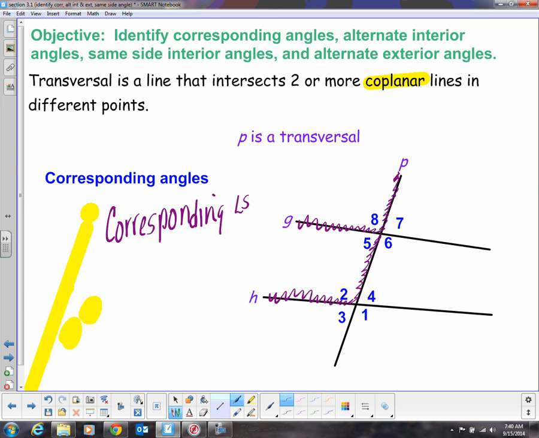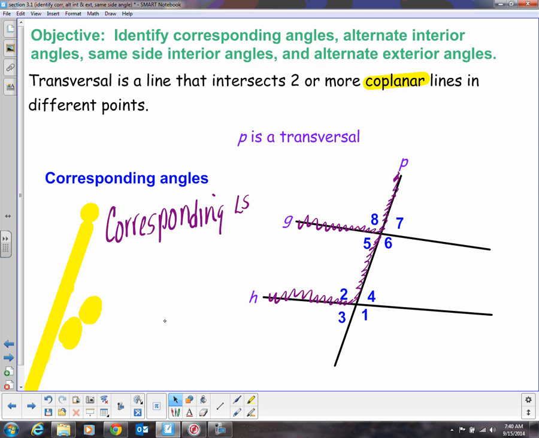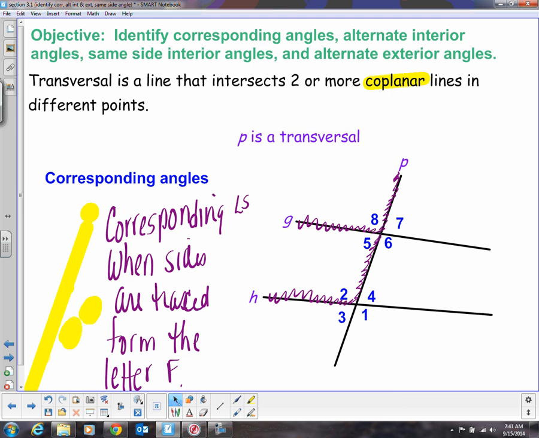And I want you to draw a diagram on the inside. The letters they form will make it easy when the diagrams get complicated. So on the inside of your flap, I want you to draw the diagram, label the angles, and form the F. Corresponding angles, when sides are traced, form the letter F. So 8 was to the left and above. Down here, 2 is to the left and above. Yeah, so you can see the F.